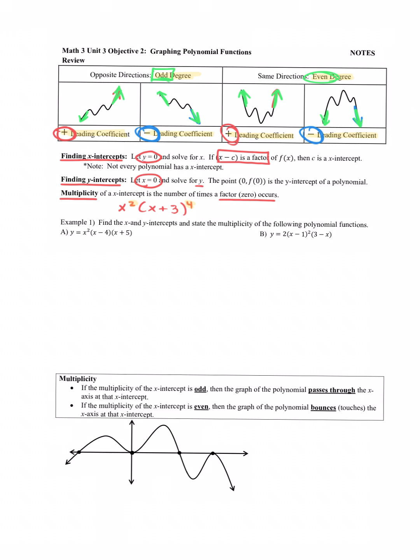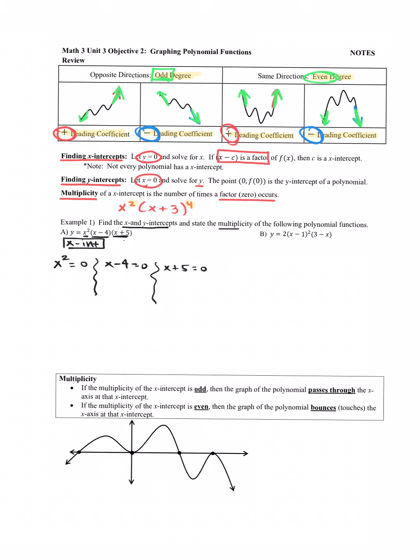All right, let's take a look at this first question. We want to find the x and y intercepts, and we also have to state the multiplicity. For our x-intercepts, all we have to do is take each of our factors and set them equal to 0. It's factored all the way through. So I have x squared, which I set equal to 0. I have x minus 4, which I let equal 0. And finally, x plus 5, which I let equal 0.